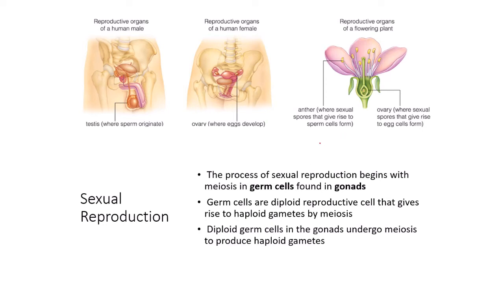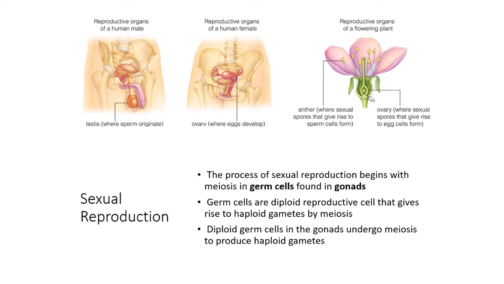Germ cells are also found in other organisms like plants, except that plants would have both reproductive structures in the same organism. So they are a little bit different than us. They are called hermaphrodites, meaning they have both male and female reproductive organs.